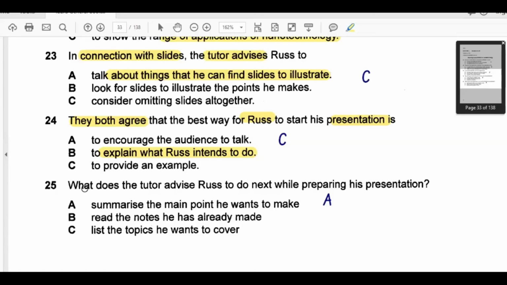In the last question, question 25, they ask, what does the tutor advise Russ to do next while preparing his presentation? She begins by saying that first of all, ignore all the notes you have made. Ignoring the notes is not the same as reading the notes, so B is out. Then she says that all you have to do is take a piece of paper and write a short sentence on the main point of what he is going to cover. Initially, this is what you need to do.